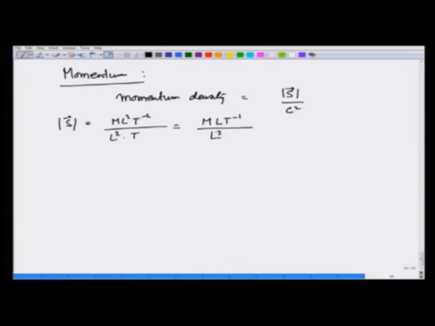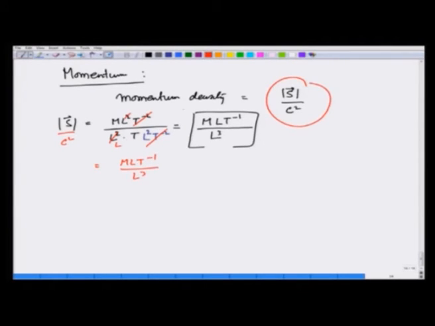L cubed. So, if I divide by c square here, c square is nothing but L square T minus 2, this cancels. One of the L's I can cancel and make it L. So, I get M L T minus 1 over L cubed. So, this is the momentum density, and therefore, if there is a plane electromagnetic wave going, the momentum density is given as 1/2 square root of epsilon 0 over mu 0 E 0 square over c square.